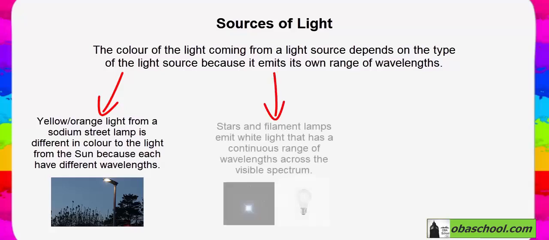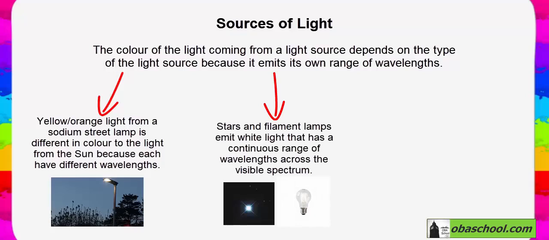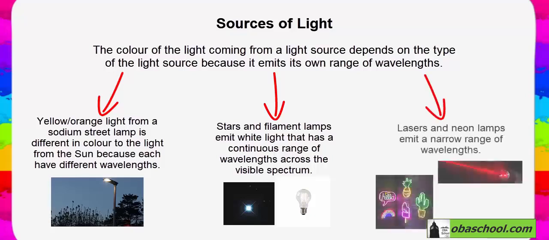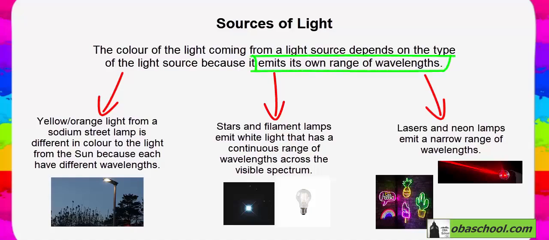And stars and filament lamps emit white light that has a continuous range of wavelengths across the visible spectrum. And lastly, lasers and neon lamps emit a narrow range of wavelengths. That's how a light source differs from the other, based on the range of wavelengths they emit.